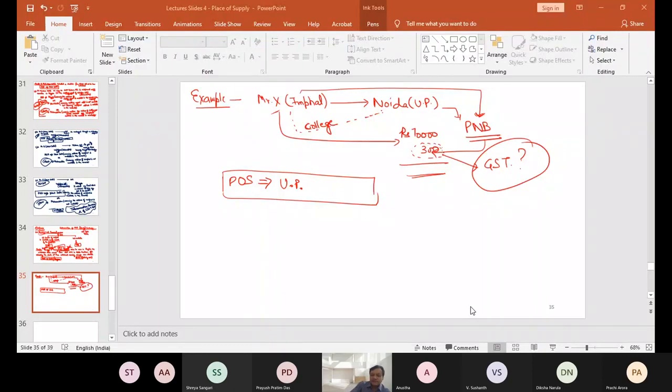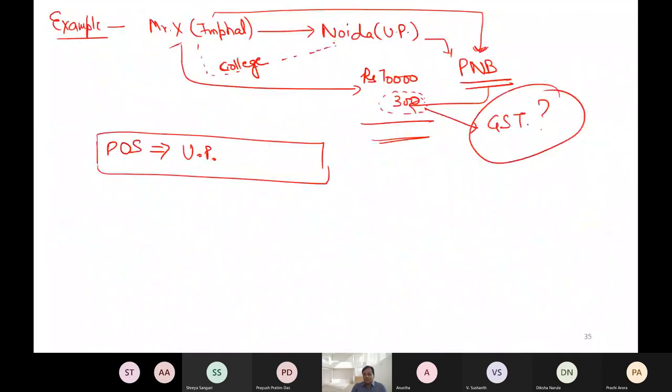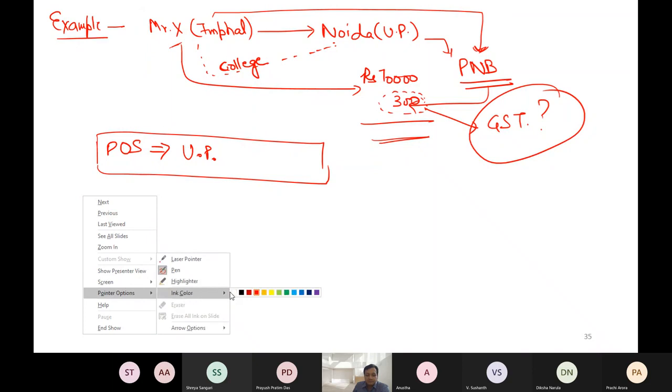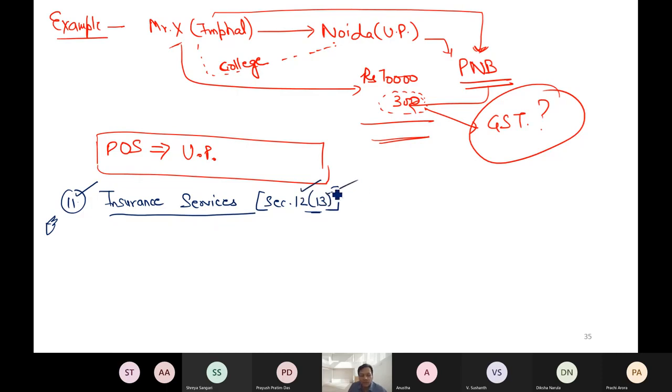So let me go to my next service, insurance services. So many times we have our insurance policies. So next service, insurance service. It is nothing but section 12 13. This is the serial number, and this is the section number, insurance service. Coincidentally, you have 11th number, 12th number, 13th number. It's only on a lighter note, otherwise it has no relevance.